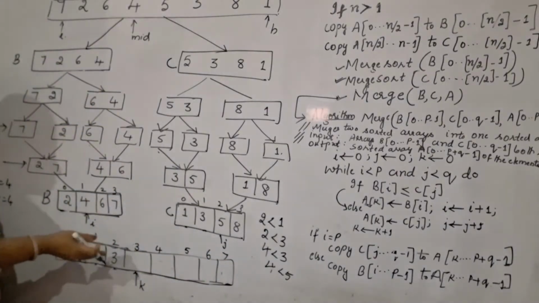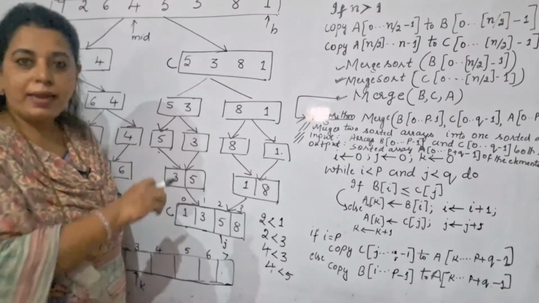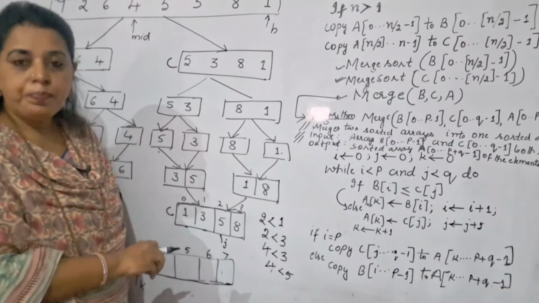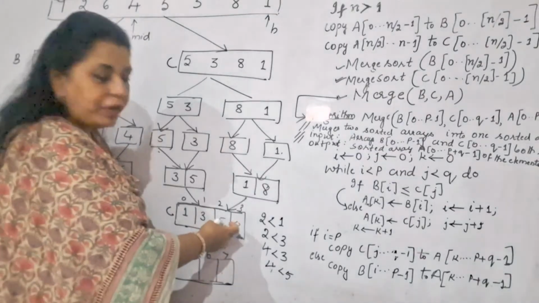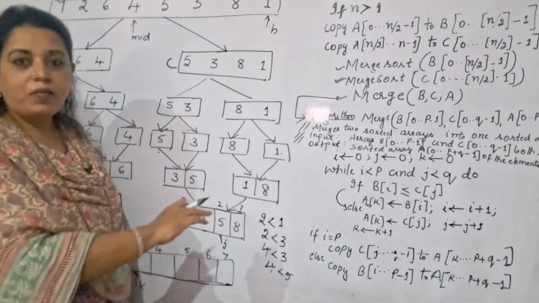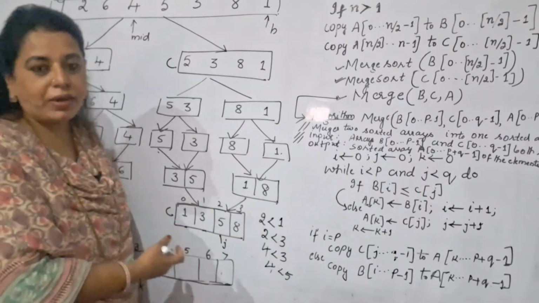So whenever it is true, if you see here what exactly is happening, whenever it is true, the element from the B array is put in the array A. Whenever it is false, the element from the C array is inserted into the array A. And every time after that operation, the respective pointer is incremented by 1.